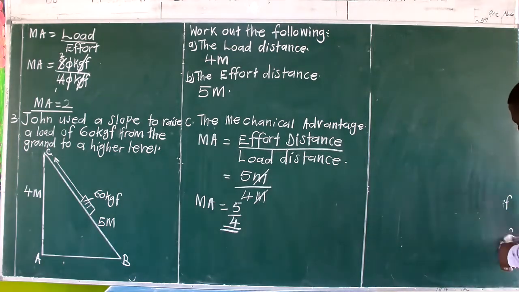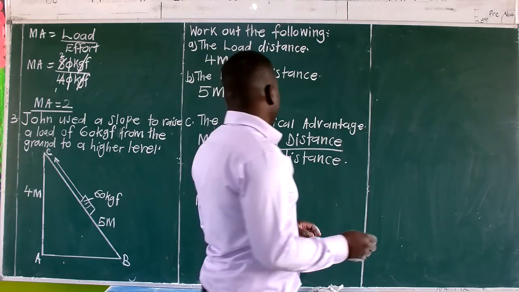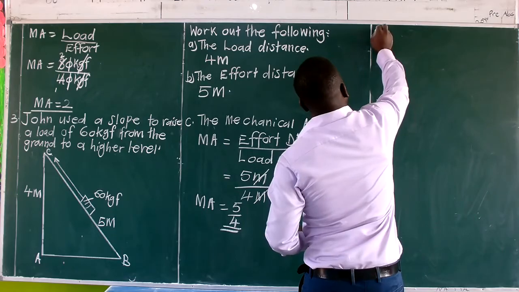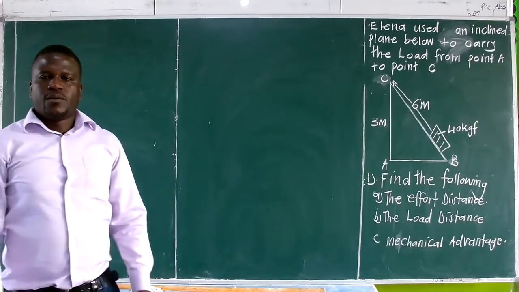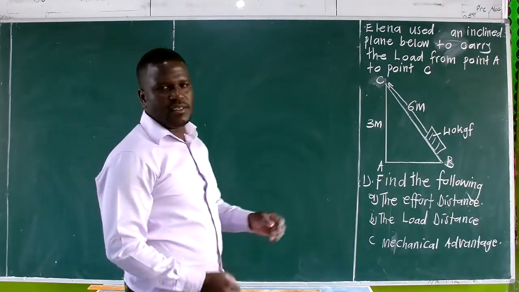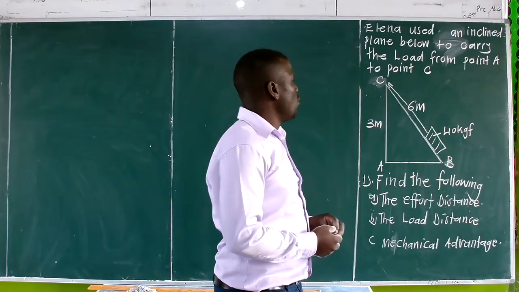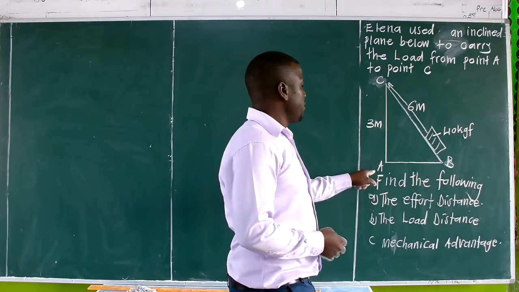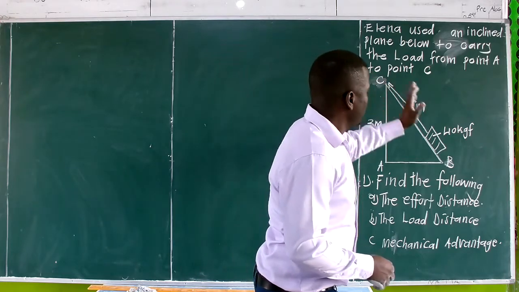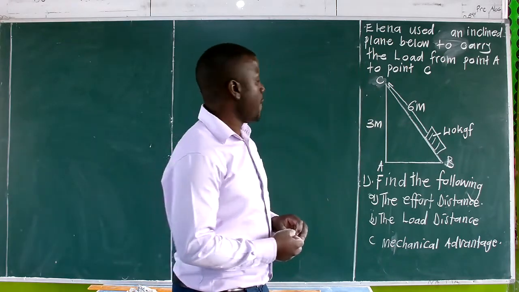Let me give you another example. All right, let's continue. Let's look at another example. We said Elena used an inclined plane below to carry the load from point A to point C. Point A is here, point C is here, then this is an inclined plane. Then C to B is 6 meters, A to C is 3 meters.